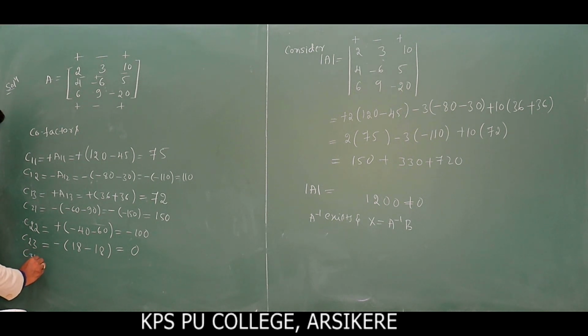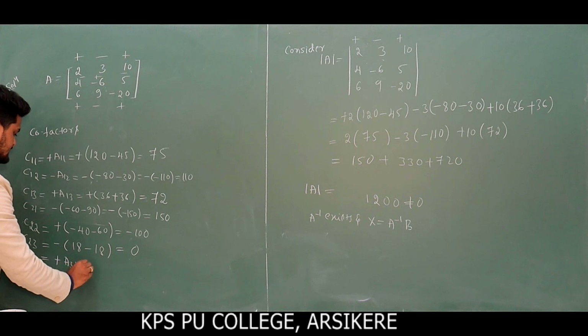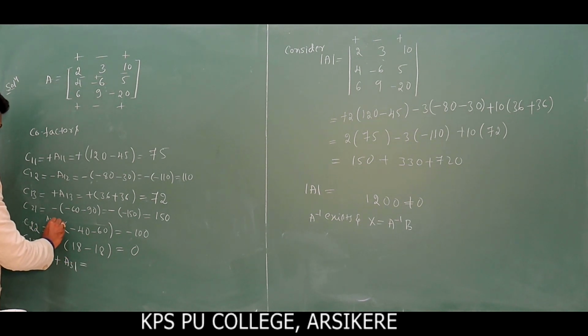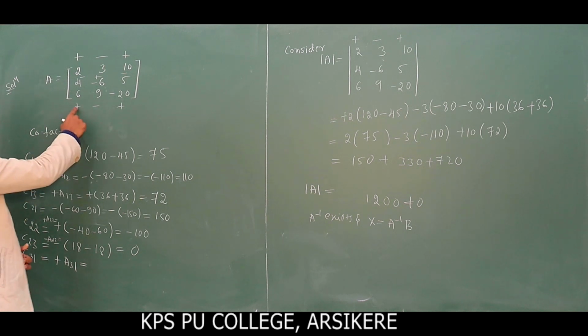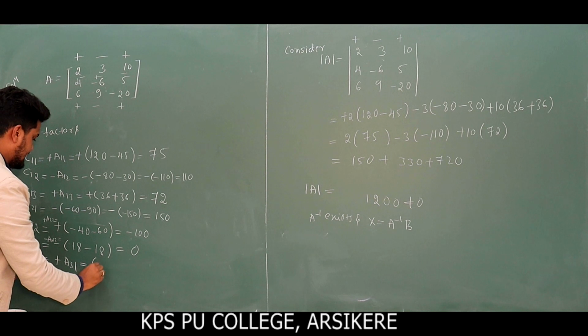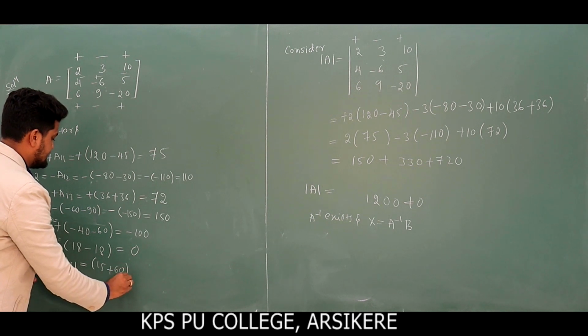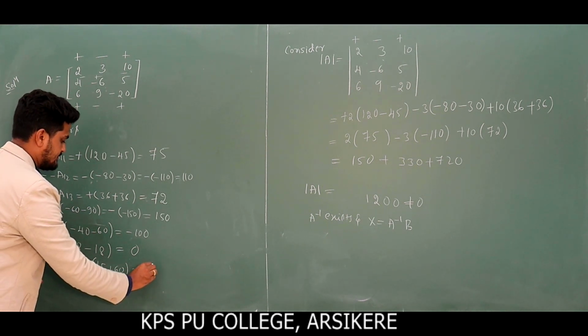Next C31. For C31, the sign is plus, eliminating the third row and first column. 5 3s are 15, minus into minus is plus 60, which is equal to 75.